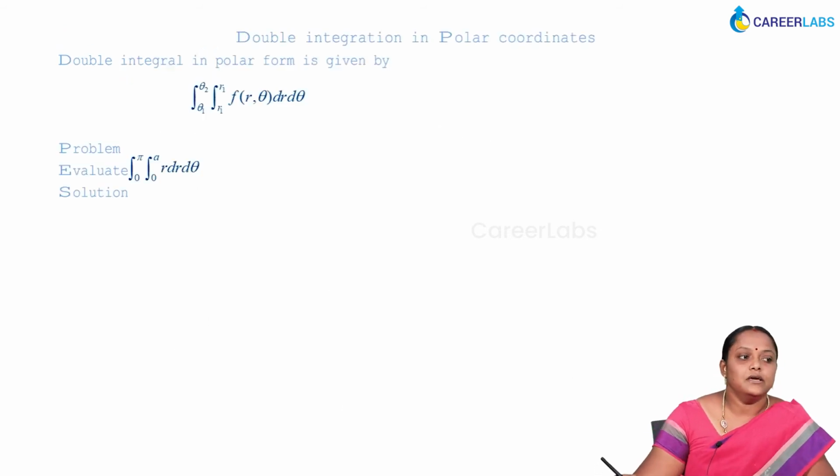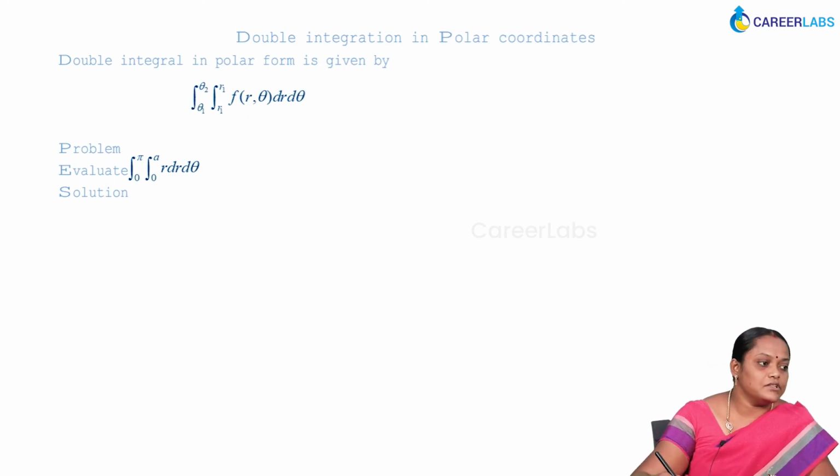So now let us see the double integration in polar coordinates. So whenever we say polar coordinates, you all remember about r and theta, right? So this is nothing but double integral theta 1 to theta 2, r1 to r2, f of r comma theta dr into d theta. So let us start with the problem here.